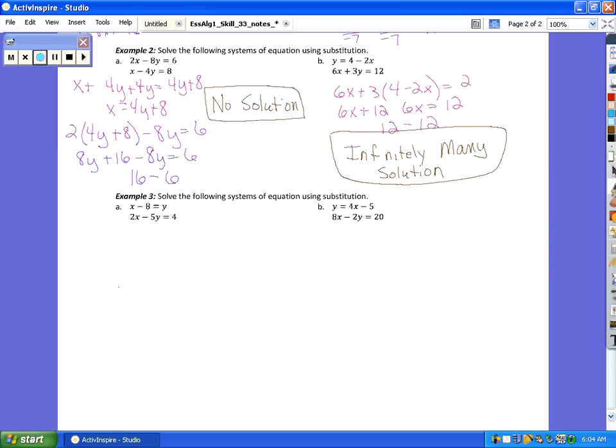In example 3a, that equation is already solved for y, so I'm going to go ahead and put it in my other equation. So 2x minus 5 times x minus 8 equals 4. And this one, a lot of students miss because I'm actually distributing a negative 5. So I'm going to make that a negative 5, and I'm going to make that a negative 8. So 2x plus negative 5x plus 40 equals 4. I'm a step ahead of myself.